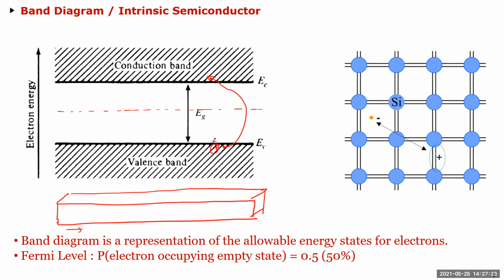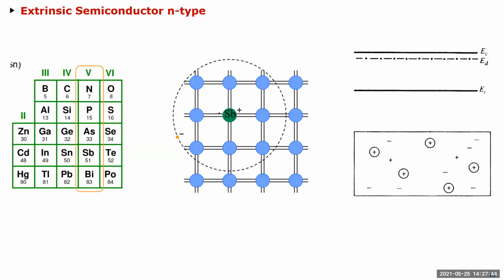So I'll just draw it on the surface. Every time an electron moves here, it leaves a hole. So essentially, as many electrons as you have, you'll have that many holes here. That's why the Fermi level, the probability of an electron state being occupied, is right in the middle. So this is what's called an intrinsic semiconductor, which is a pure crystal, no impurities added.